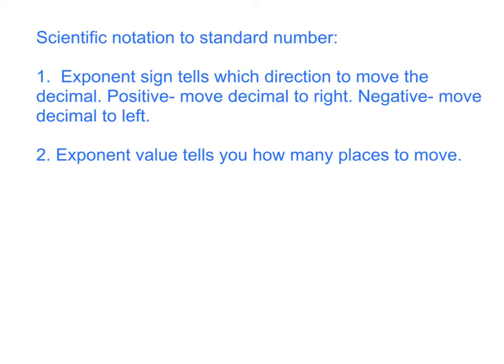This is going to be a number that's going to start out 0 point something. The exponent's value will tell you how many places to move the decimal to get from the coefficient back to the standard number form.